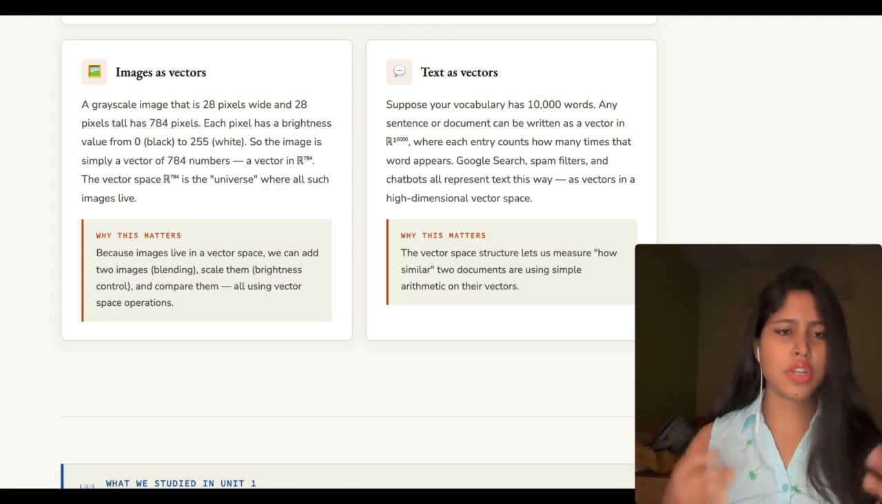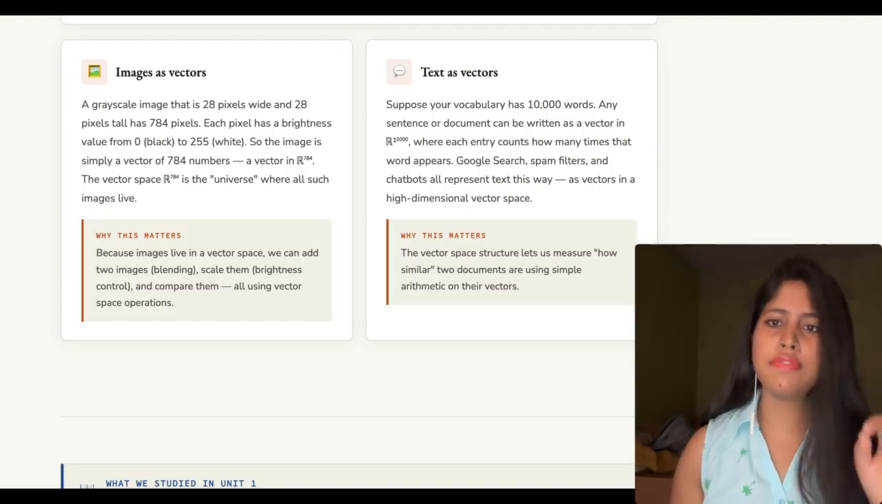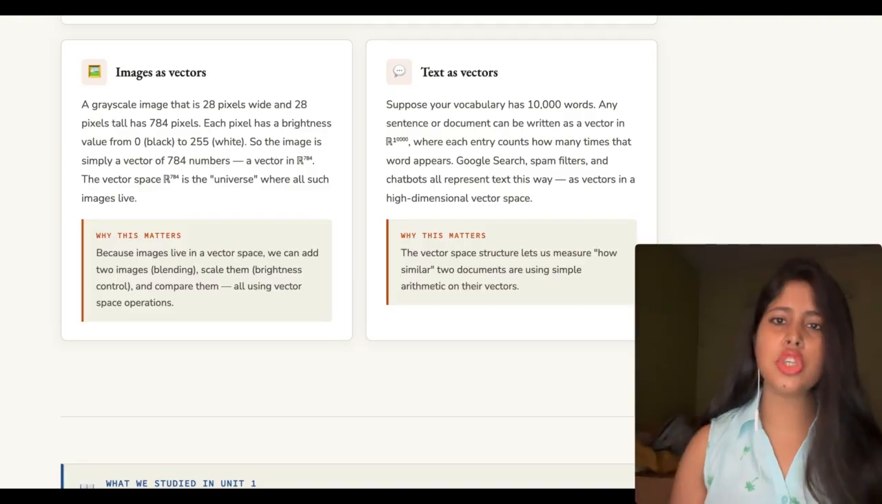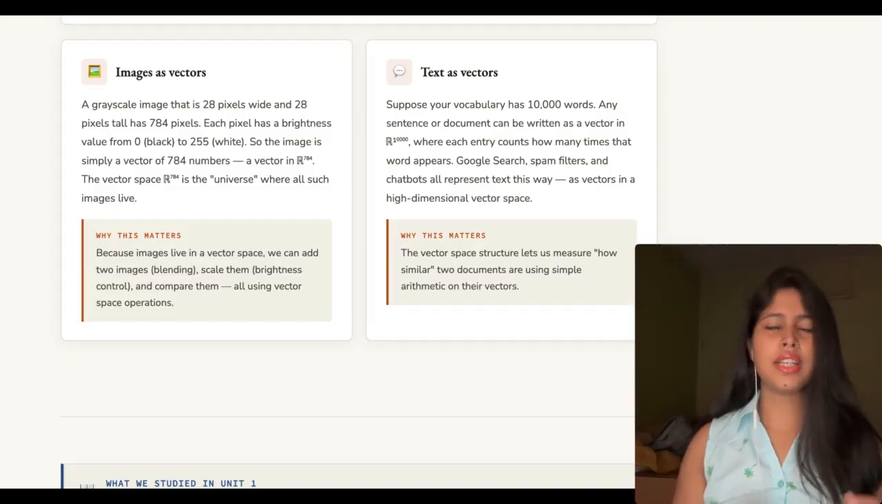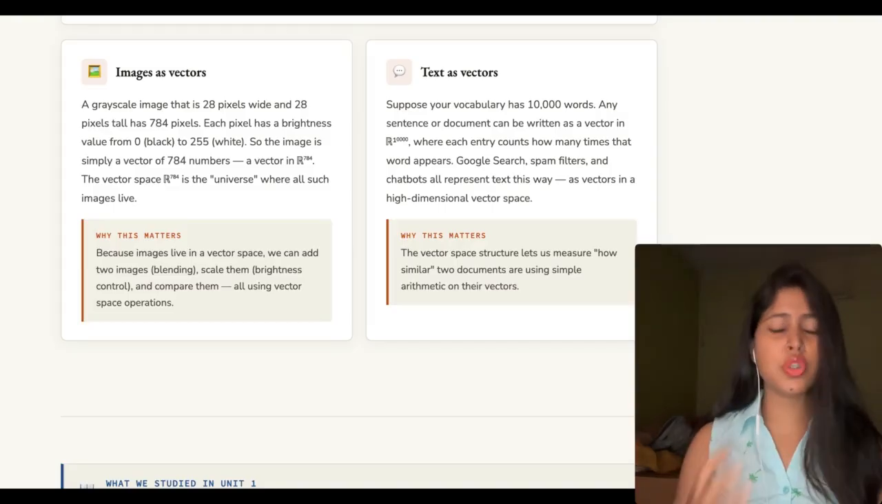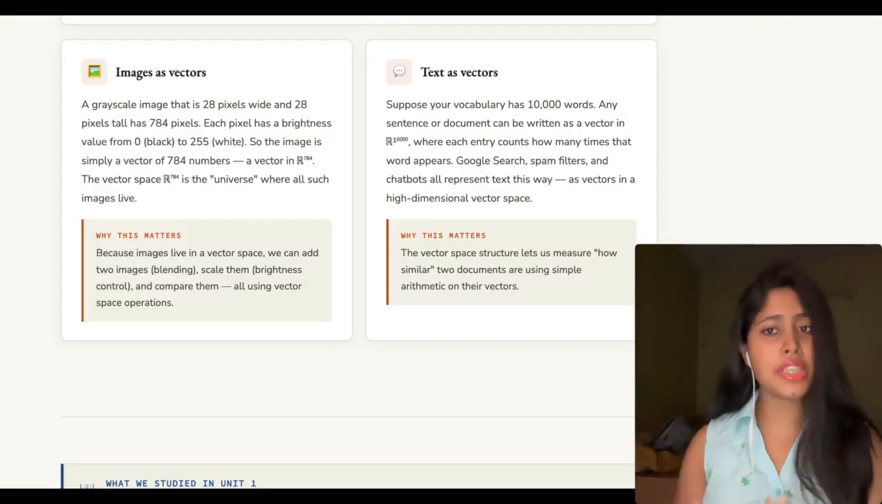Okay, now coming to text as vectors. Suppose you have a vocabulary of 10,000 words. Any sentence or document can be written as a vector in R10,000, where the entry in position i counts how many times the word i appears. Okay, where is this used? This is used in Google search, spam filters, sentiment analysis. They all start by converting text to a vector in this space.